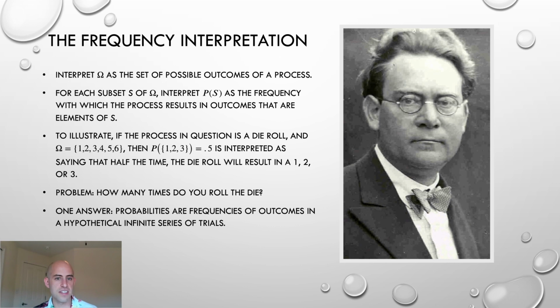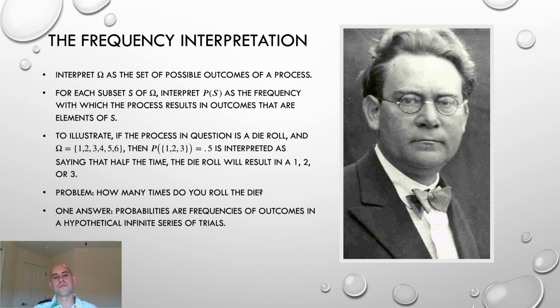So to illustrate this, if the process in question is again just a die roll, and omega are these six possible outcomes, 1, 2, 3, 4, 5, and 6, then the probability assigned to 1, 2, and 3, let's say we assign 0.5, 1/2, 50% as the probability of 1, 2, and 3. But this is just interpreted as saying that half of the time, the die roll will result in a 1, 2, or 3. And in some sense, this is very reasonable.